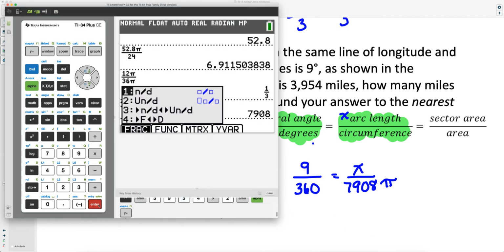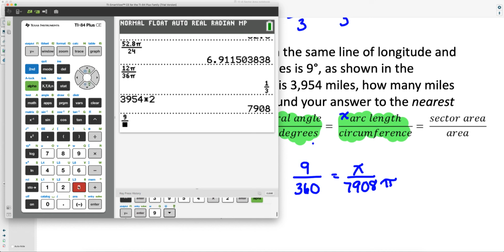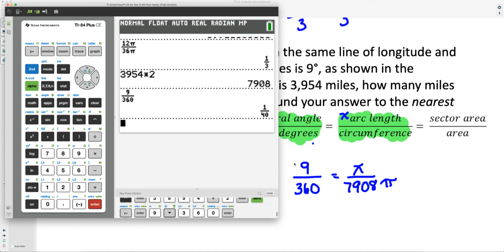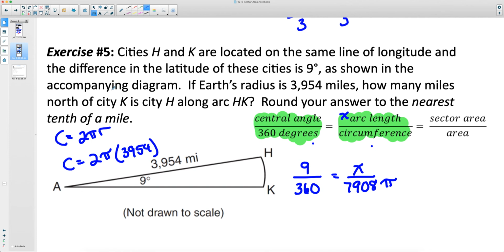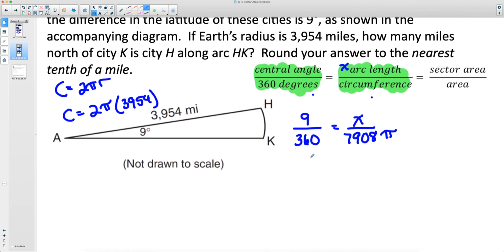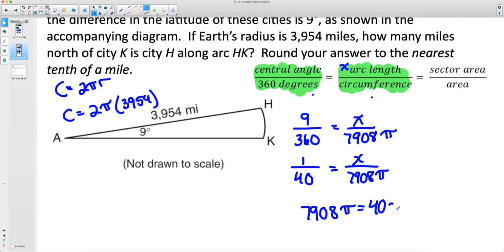Okay, we could reduce this 9 over 360 if we want to make things a little bit simpler. So alpha y equals 9 over 360. It's going to be 1/40th. So I have 1/40th, that's what 9 over 360 reduces to, equals x over 7908 pi. Let's cross multiply. 7908 pi equals 40x. Divide both sides by 40.